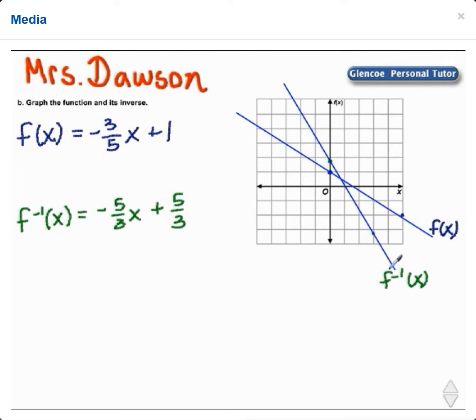Now there should be a relationship between the graph of the function and the graph of the inverse. Let's take a look at the line y equals x. Let's highlight that so we can take a closer look. F of x, when reflected across the line y equals x, is the result, the inverse, of f of x.